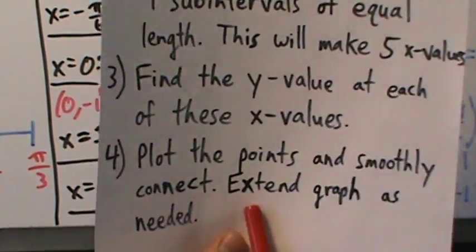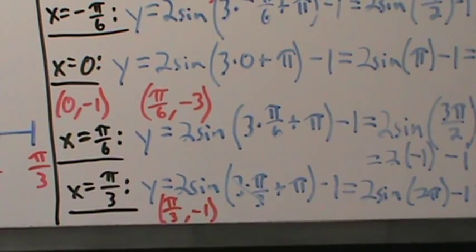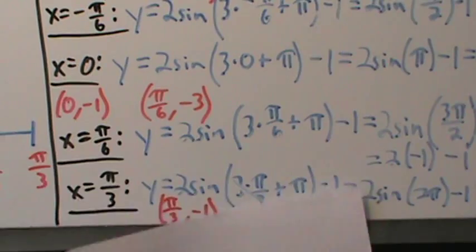So extend the graph as needed, what does that mean? Well, we're just graphing one complete cycle, so we might want to graph more, just in case we want to be a little more thorough. Anyway, let's go to our graph paper here.